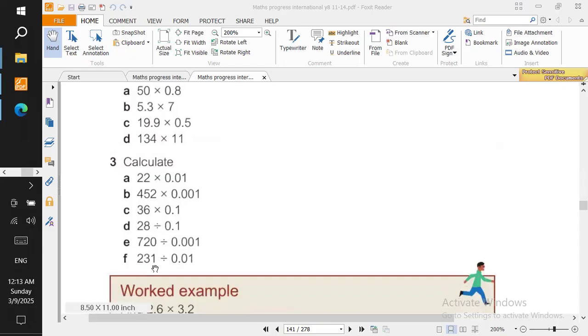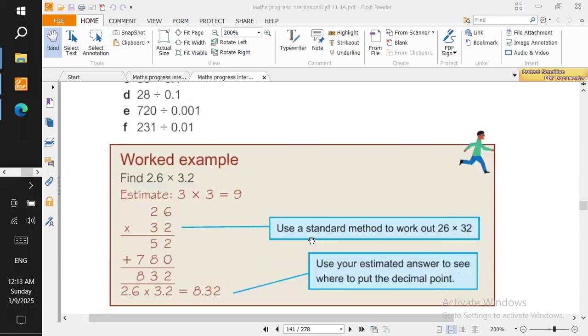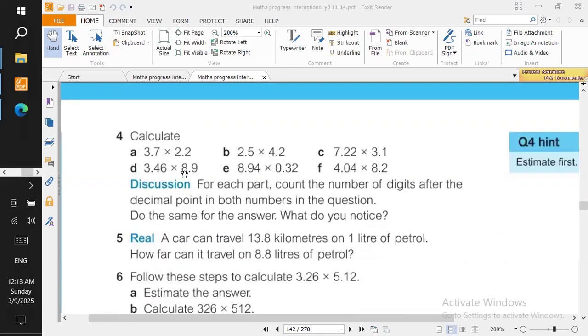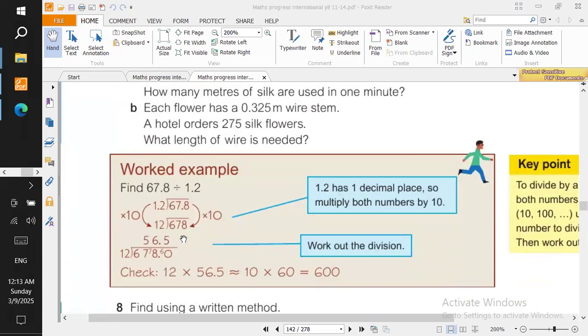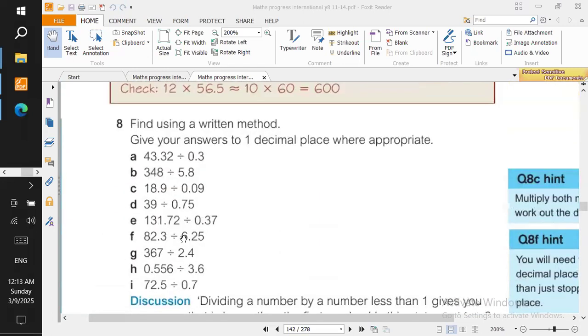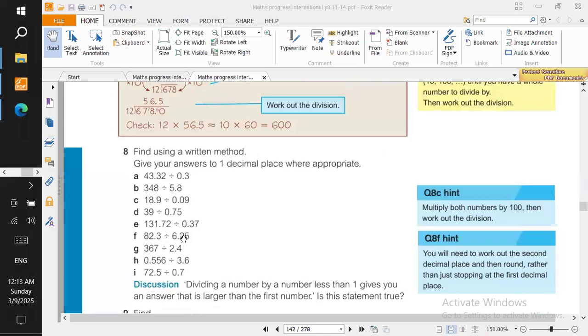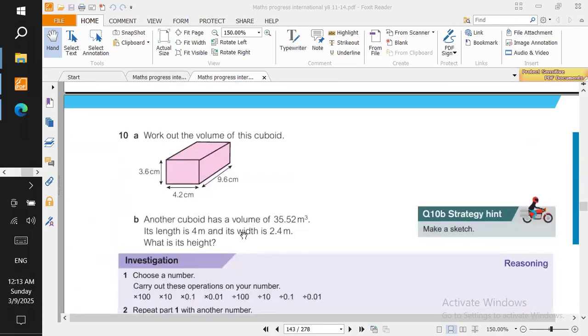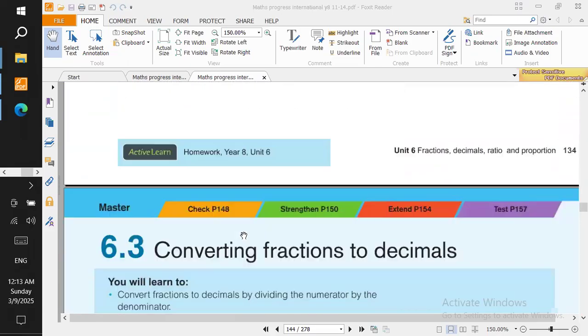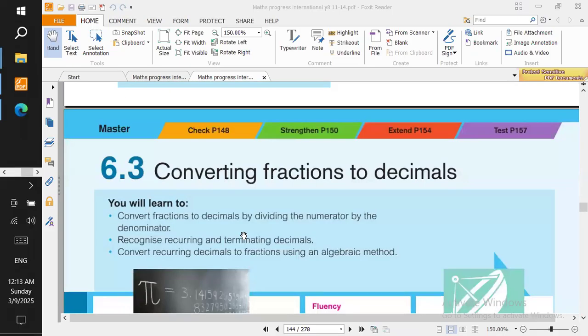So estimating means you have to round and then find the answer. But calculating is a different thing. Calculating, you have to be accurate. You have to write the accurate answer for each question. So you can do them with a calculator and then find it, okay? Estimating means you have to round, and calculate, you have to find the right answer. All of these you can use calculators and then you can round depending on the question they ask you. And that's it for this lesson. Now let's move on to this one.